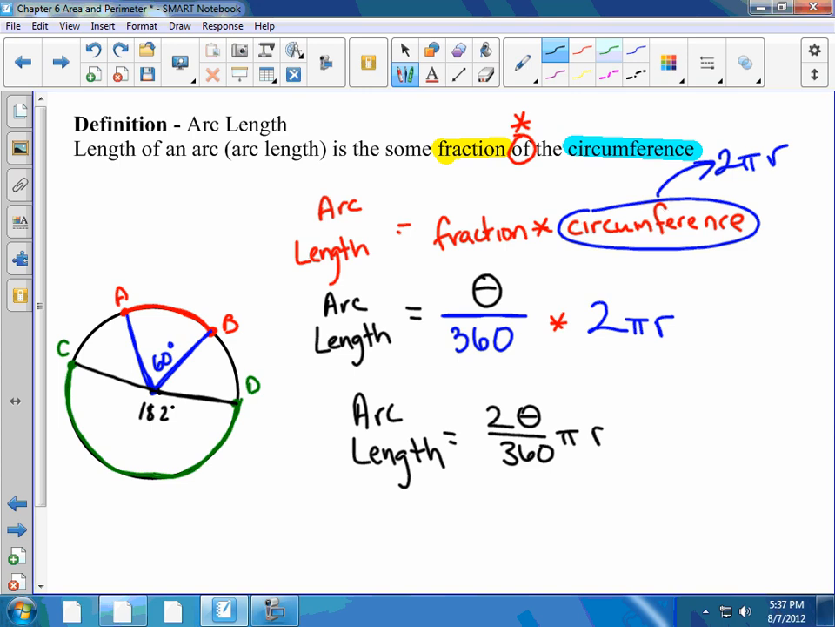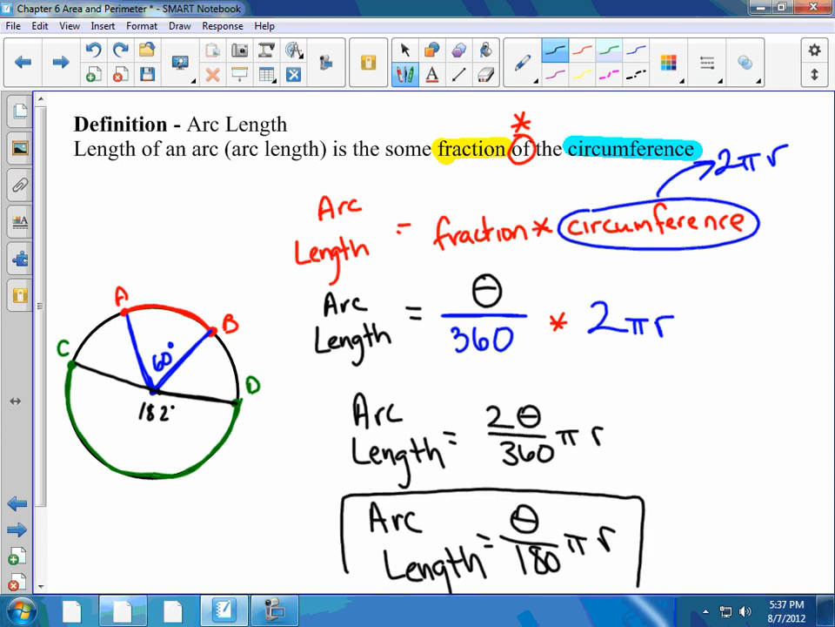And I can simplify 2 over 360, and that will get me 1 over 180. So our final result is that the arc length equals theta over 180 times pi times r. This is the formula for arc length.